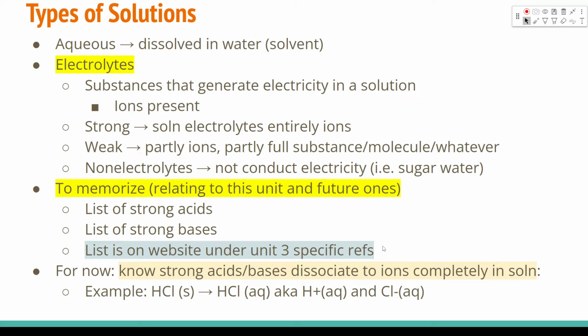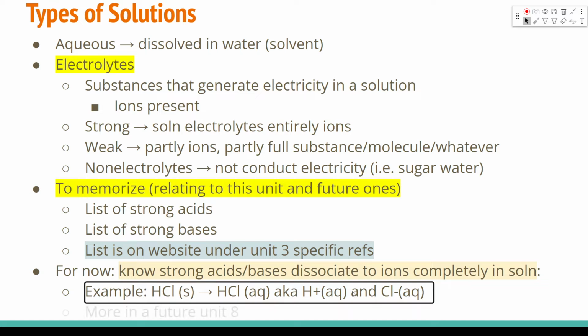Okay, so that's what you need. If you have a strong acid or a strong base, automatically in your head you should know that they dissolve as their ion forms. Coolio. Again, this is going to be super important later on in Unit 8 when we talk about that stuff. But we are going to use the list of strong acids and strong bases in other units besides this one, so make sure you really memorize your list.